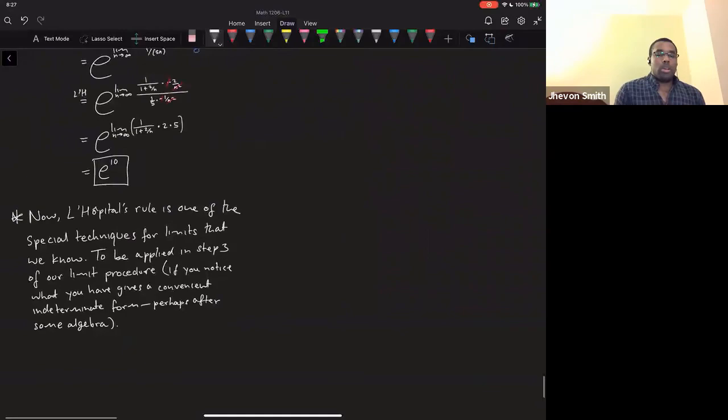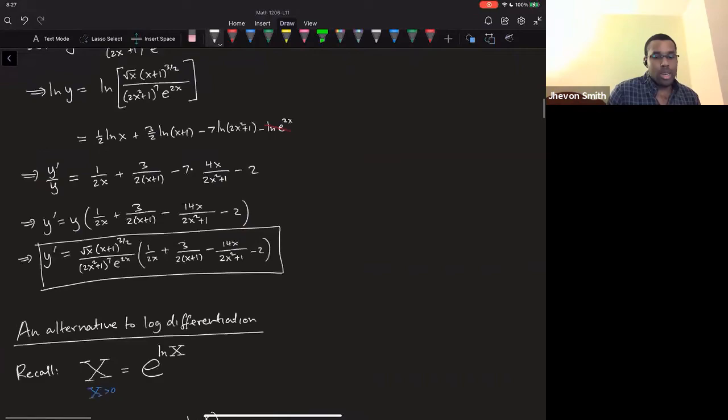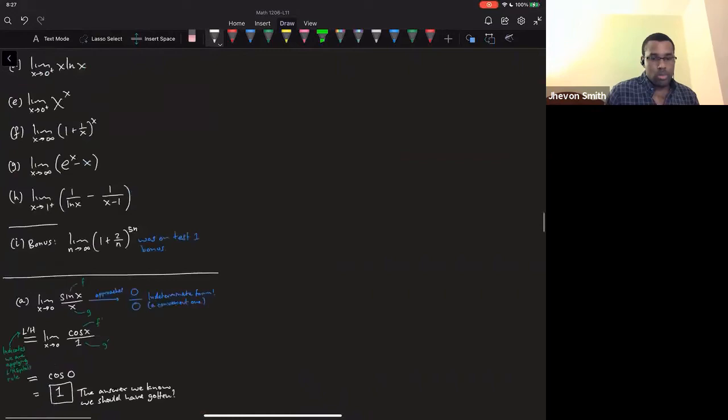All right, so that's L'Hopital's rule. Something that we can talk about now because we have derivatives under our belts. And we have this little trick of e to the ln, of how to deal with powers and do calculus at the same time. So yeah, that's nice. It's another technique called L'Hopital's rule.